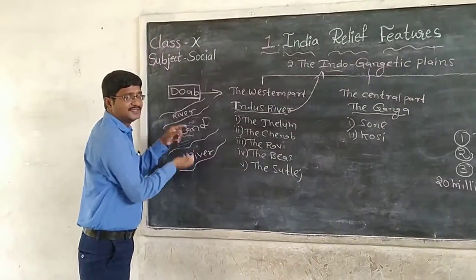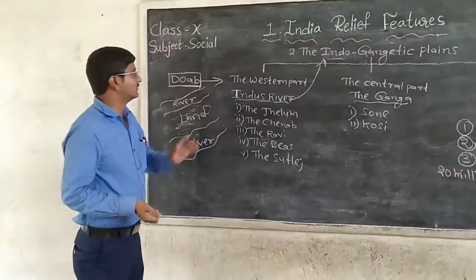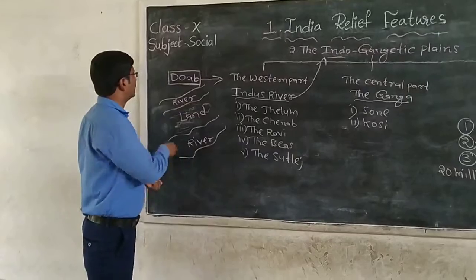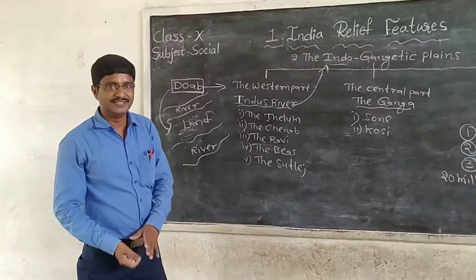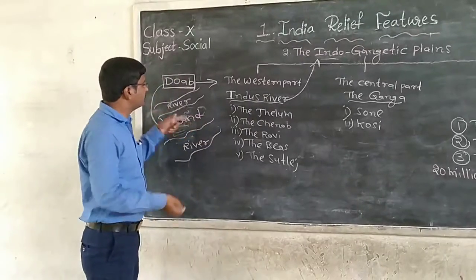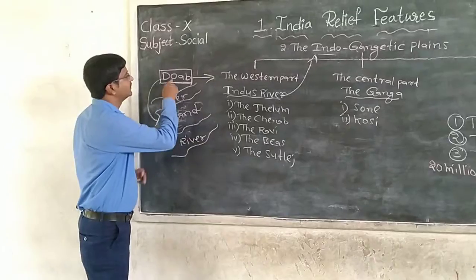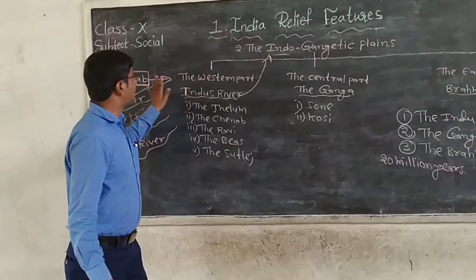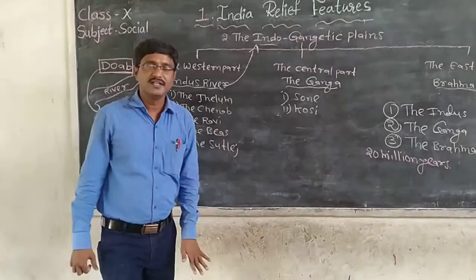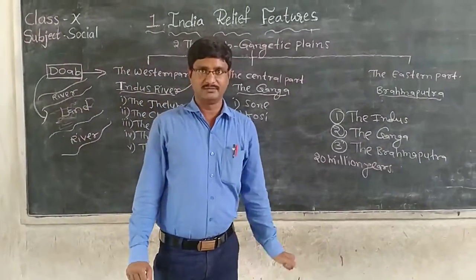Which type of land is this? It is fertile land. It is very suitable for growing crops. Such kinds of lands are called doab. Doab means the fertile land between the 2 rivers. So here in the western part, the doab feature is dominating. I hope you understand about the western part of the Indo-Gangetic Plain.